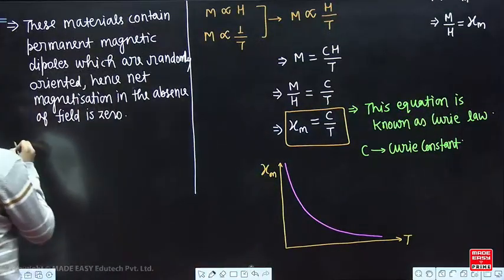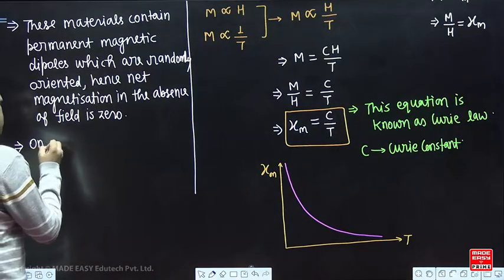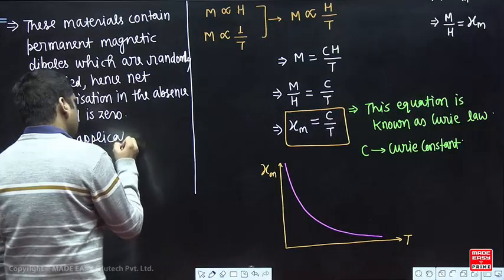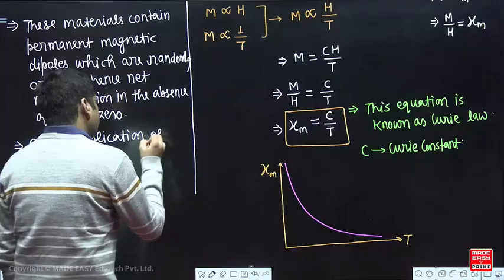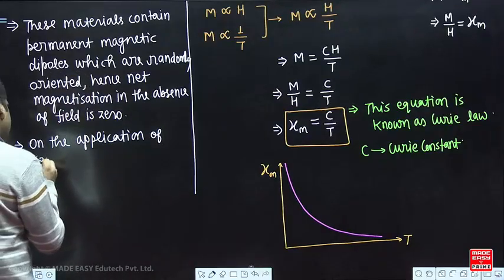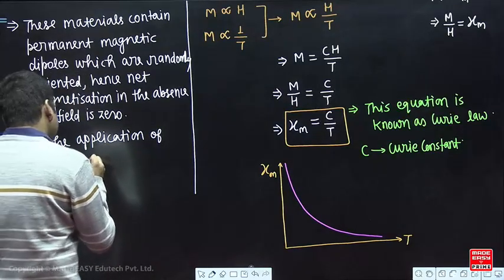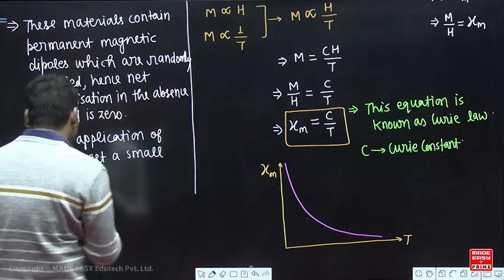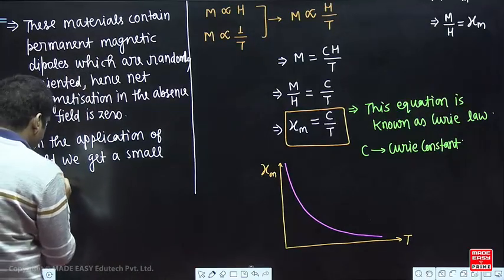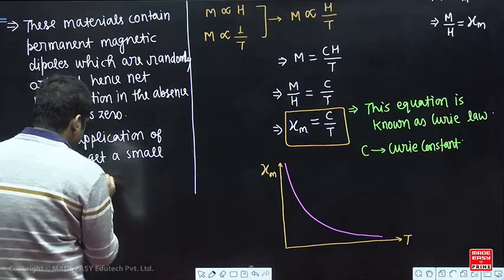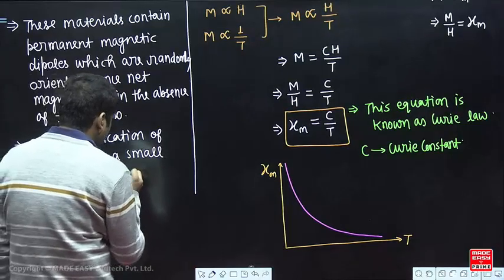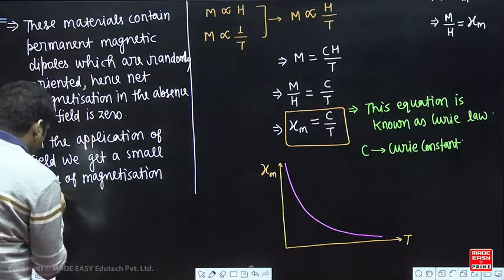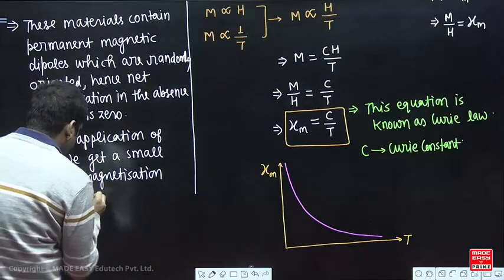On the application of field, we get a small value of magnetization along the direction of field.